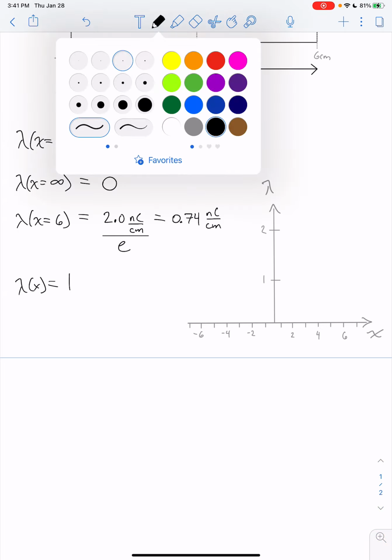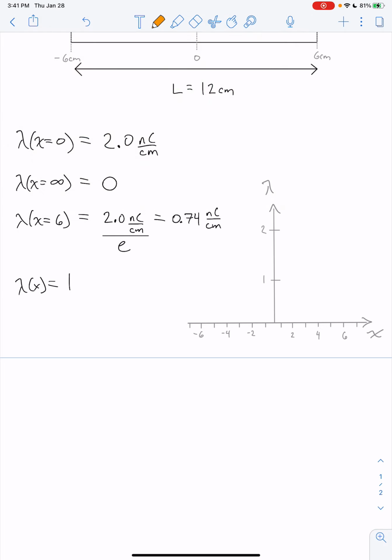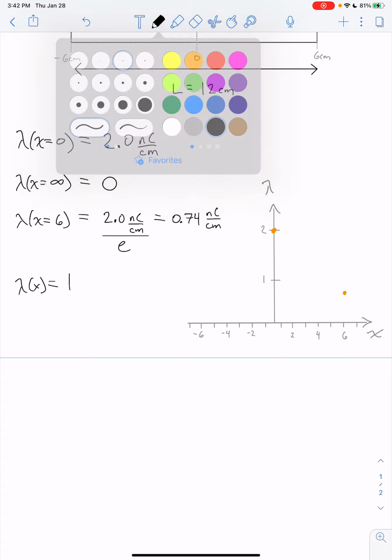Because basically, if we want to plot these things out, what do we know already? And I've got a little axes here. Well, we know that at x is equal to 0, right there along the lambda axis, the value is 2. And we know that really far away it goes to 0. But we also know that at x is equal to 6, which is there, then it's at 0.74. So let's say it's about here. It's about there. Okay. Well, now we don't have enough. We need like one more point at least to get a decent approximation for what this function is doing.